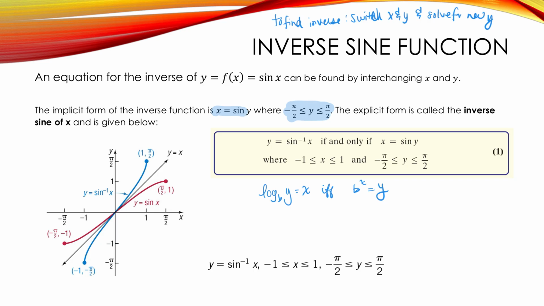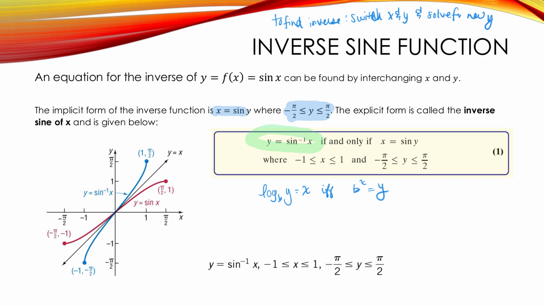And it goes backwards, it goes both directions. So b to the x is equal to y if and only if log base b of y equals x. And I find this is a similar thing when we start looking at these inverse trig functions, because we would say y is equal to, and here's our new function, this inverse sine. So y is equal to the inverse sine of x if and only if x is equal to the sine of y. So it's very similar.